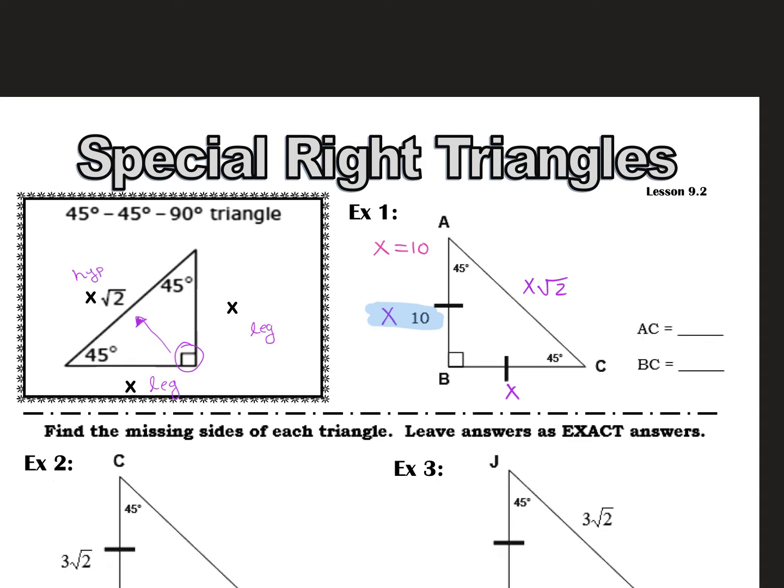So now that we know that x is equal to 10, it should be pretty easy to figure out the rest of our sides because we're just going to plug in for x. So we're looking at side AC first. So side AC is going to be this side right here. And so we're just going to plug in for our x here. So we get that it is going to be 10 radical 2, and that will be my final answer, 10 radical 2. And then BC is just represented by an x. Well, I said x is equal to 10, so my answer is just 10.